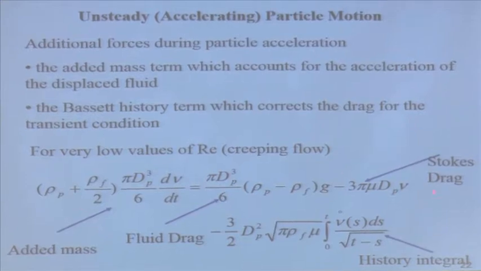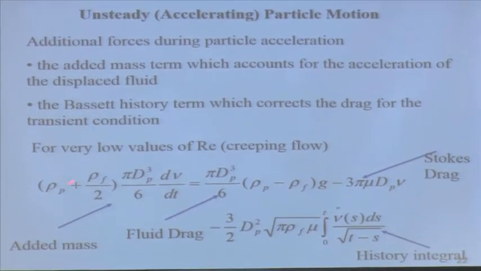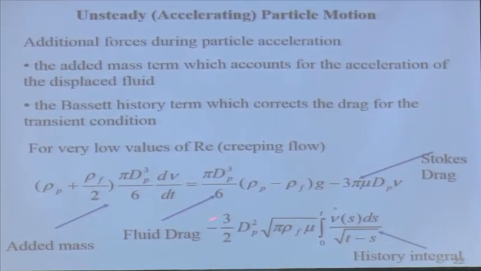I do not want to spend much more time. This is the added mass term, this is the fluid drag, this is the Stokes drag, and this is the history integral. I do not know how to solve it, and personally I am not interested in finding a solution for that. Maybe the hardcore fluid mechanics people may like to talk on that.